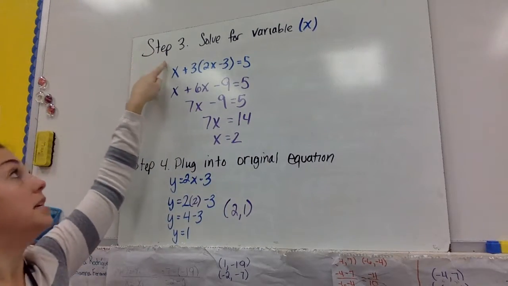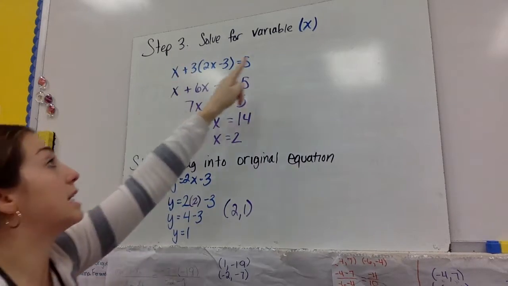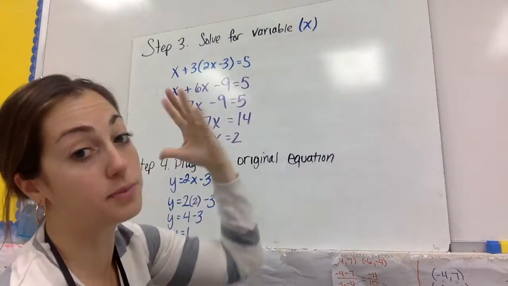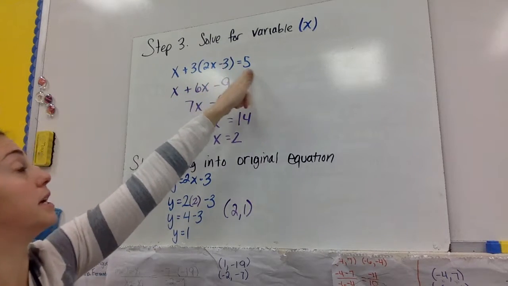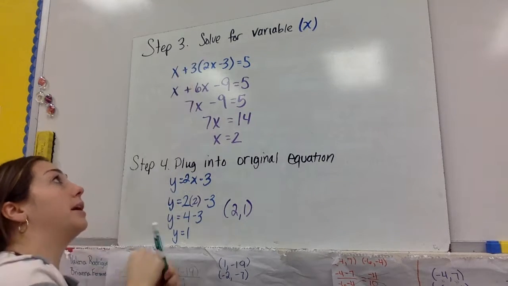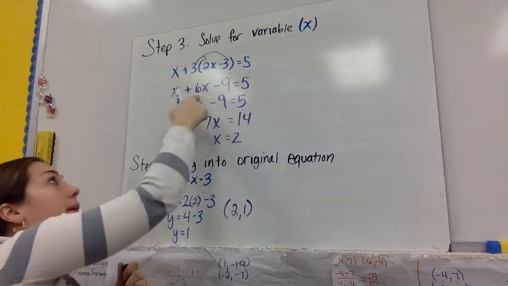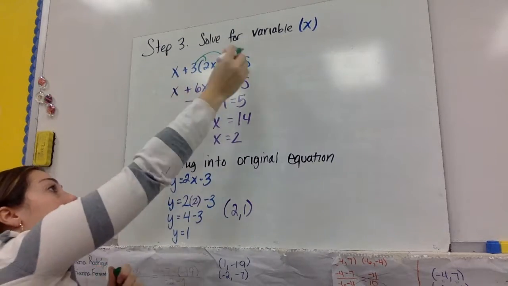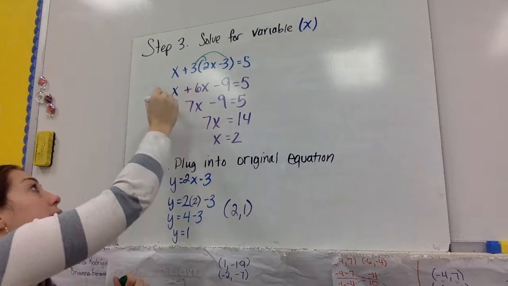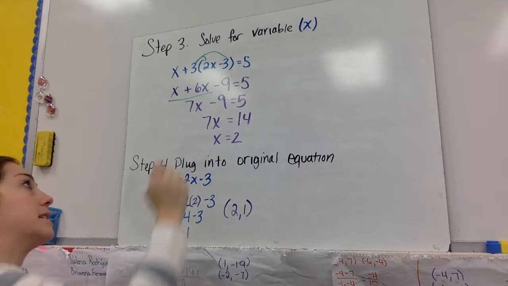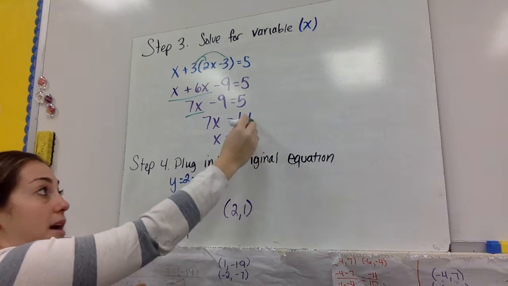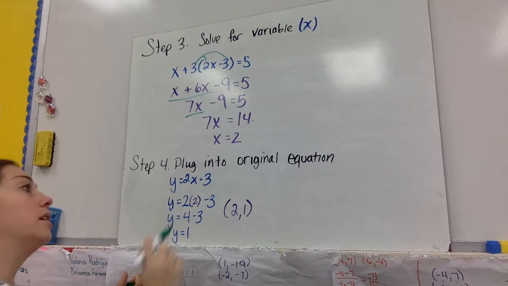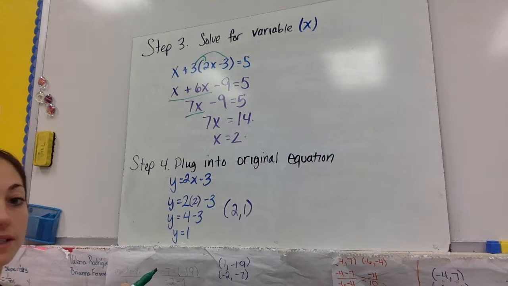So again, it says step 3, solve for the variable. In this case, we're solving for the x variable because we substituted for y. So I have x plus 3 times the quantity 2x minus 3 equaling 5. Distribute that 3, and you get 6x minus 9. Bring down the x, bring down the 5. And then we combine like terms. x plus 6x is 7x, minus 9 equals 5. Add 9 to both sides. You have 7x equals 14. Divide by 7, and you have x equals 2.